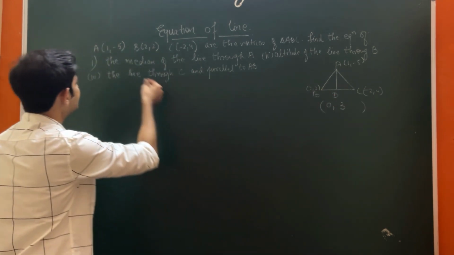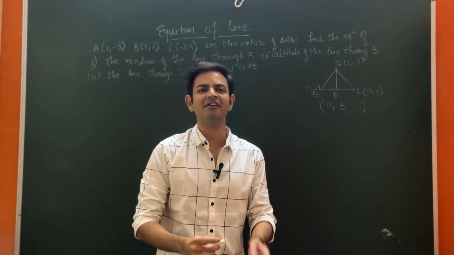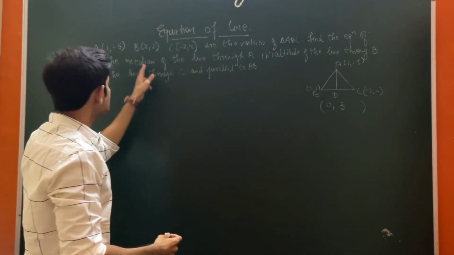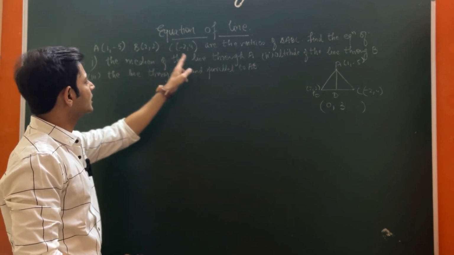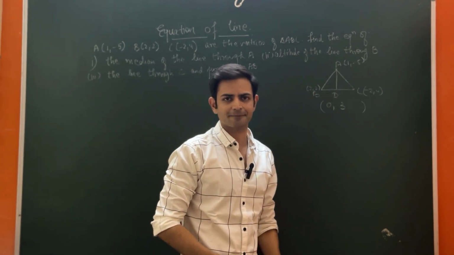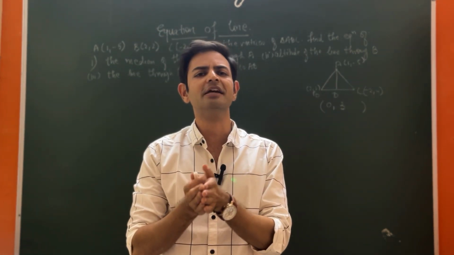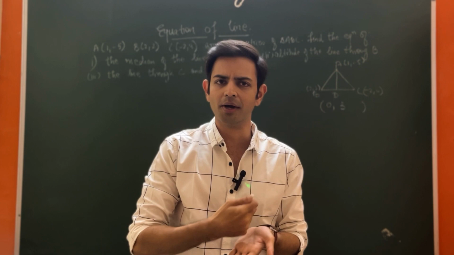I have to find the equation of line through A. Now, when I have to find the median of the line through A, that means I have to use these 2 points. We can go for 2-point form easily, or we can find the slope and go for the point slope form.